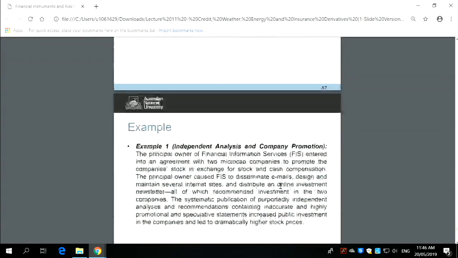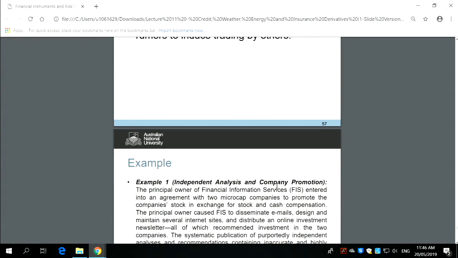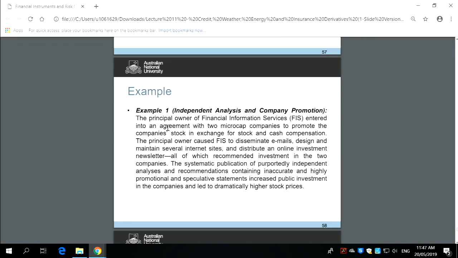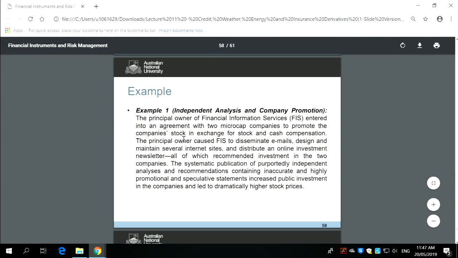Okay, so one last example. Let's have a look at another example here. The one last example says, the principal owner of a financial information service, FIS, entered into agreements with two microcap companies to promote the companies' stock in exchange for stock and cash compensation. The principal owner caused FIS to disseminate email, design and maintain several internet sites, and distribute an online investment newsletter, which recommended investment in the two companies.